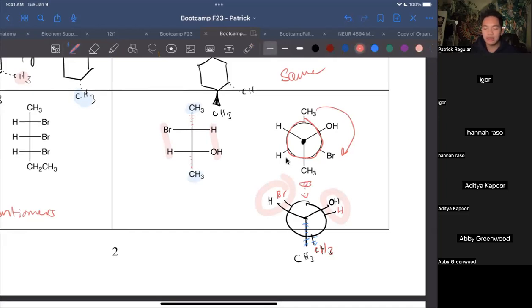So the eclipsed structures are aligning with each other. They are correct, and everything else is correct. These are the same. Whoa.